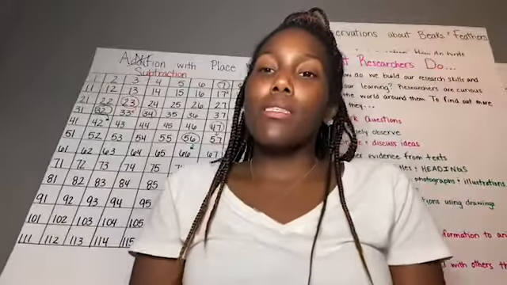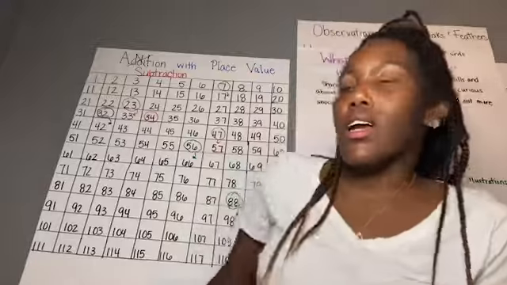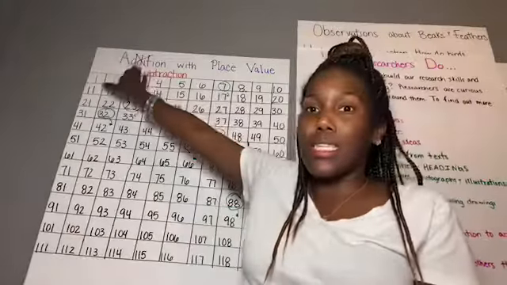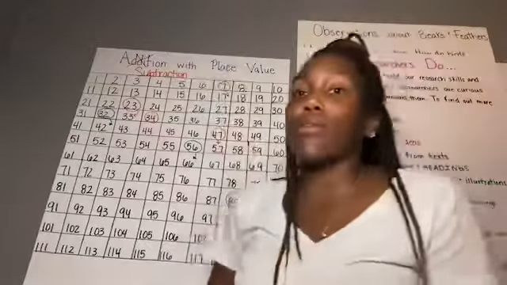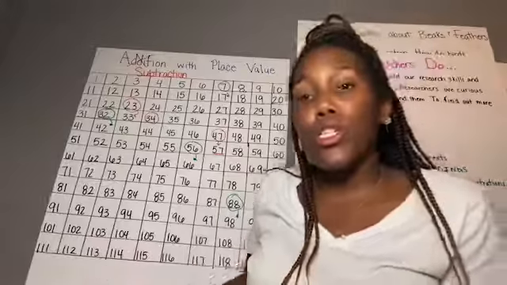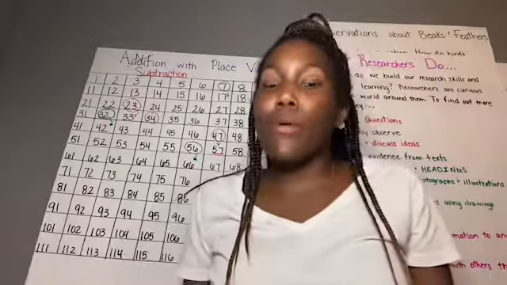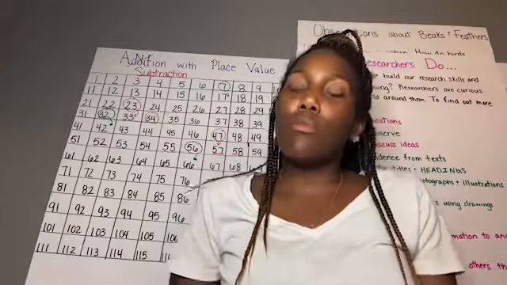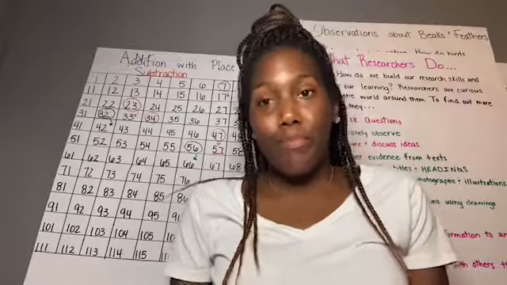Welcome back, my mathematicians. Today, as you can see in my anchor chart, I have crossed out the word addition, and we're going to practice some subtraction with place value. Now, I left us the same anchor chart and 120 chart so that we can see what we've done before and see how much work we've accomplished. But we're going to try some new numbers, and we're going to try to subtract by 10.